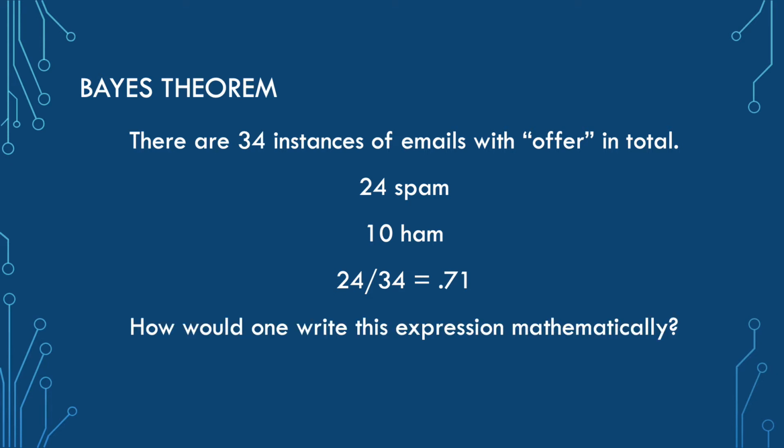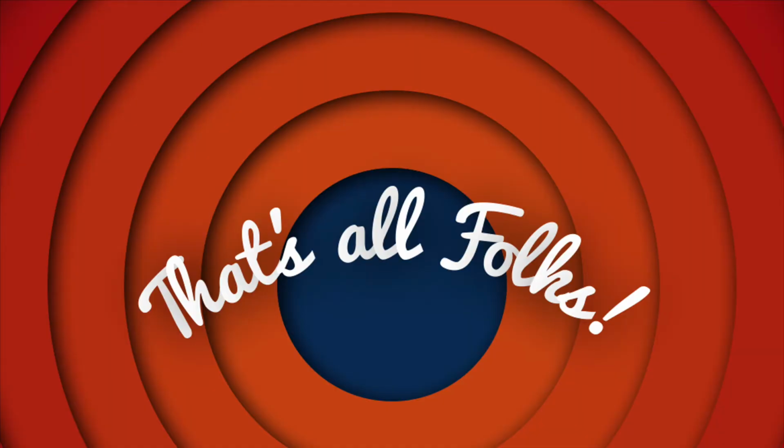How do we express this mathematically? We could say then, the probability of spam, given that we know that it contains the word offer, is 0.71, exactly the problem we are trying to solve. So congratulations, we've done it. We've created a spam filter that can filter out emails that contain the word offer, knowing that there's a 71% chance that if it contains the word offer, it is a spam email.